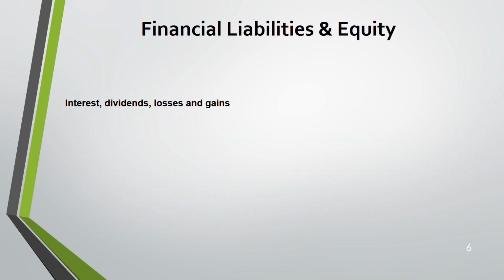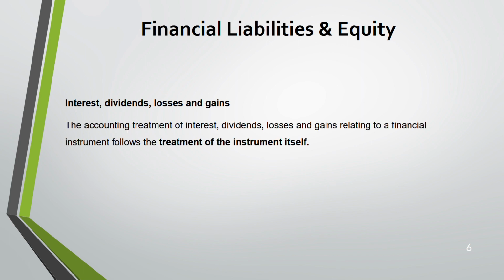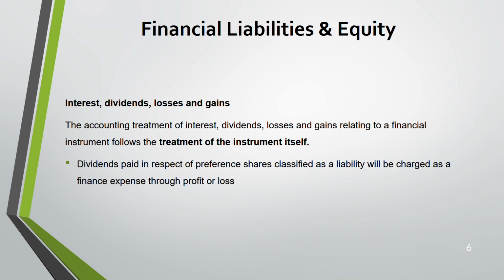Interest, dividends, losses, and gains. The way you deal with the interest from that financial asset or liability, the dividend, the losses, the gains, depends on how you're treating that instrument itself. For example, if a preference share is classified as a liability, then the dividend will be charged as a finance expense in profit and loss. Because for any liability, we charge interest, right? Finance interest, which goes as a finance expense.